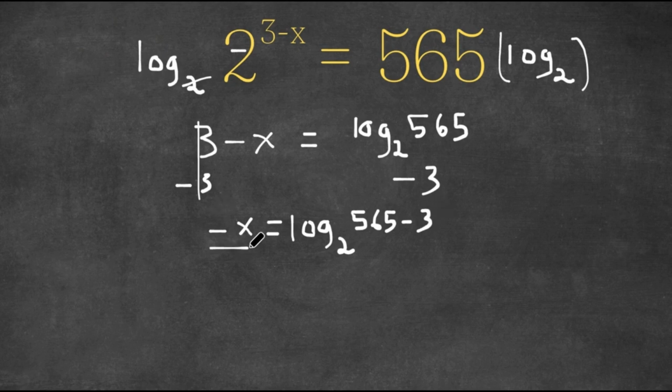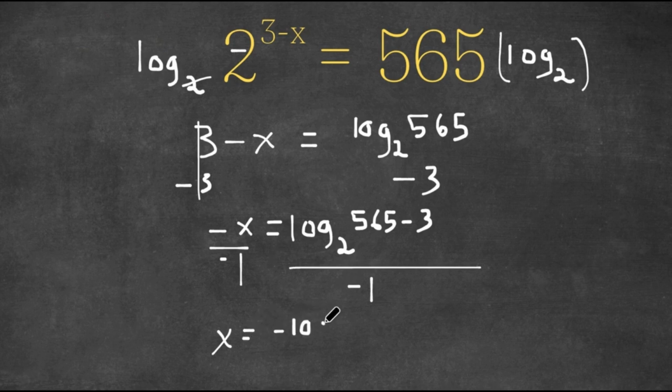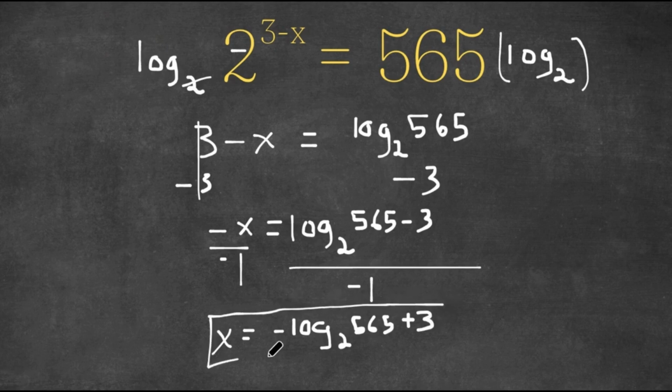And now if I divide by -1 on both sides, so I could just get positive x, I would get x is equal to negative log base 2 of 565 plus 3. So this is our answer.